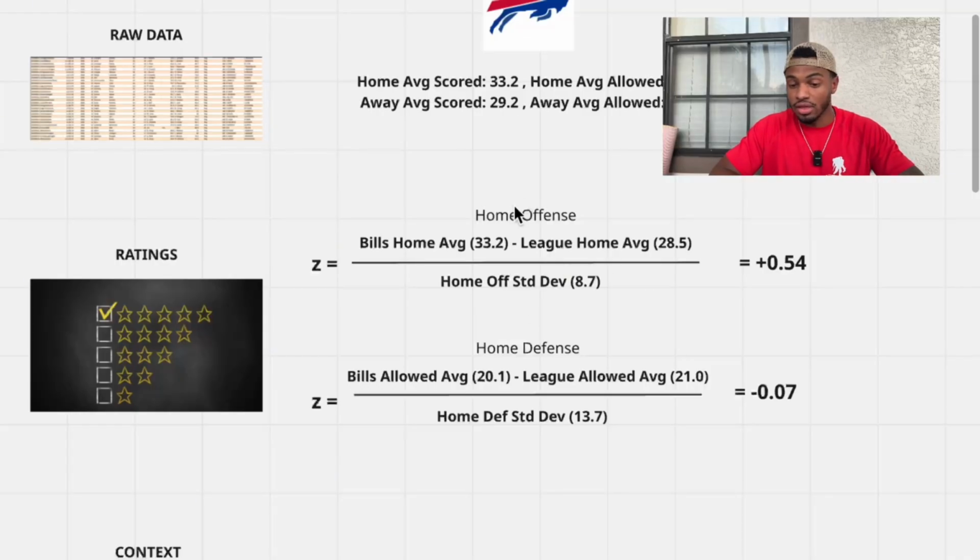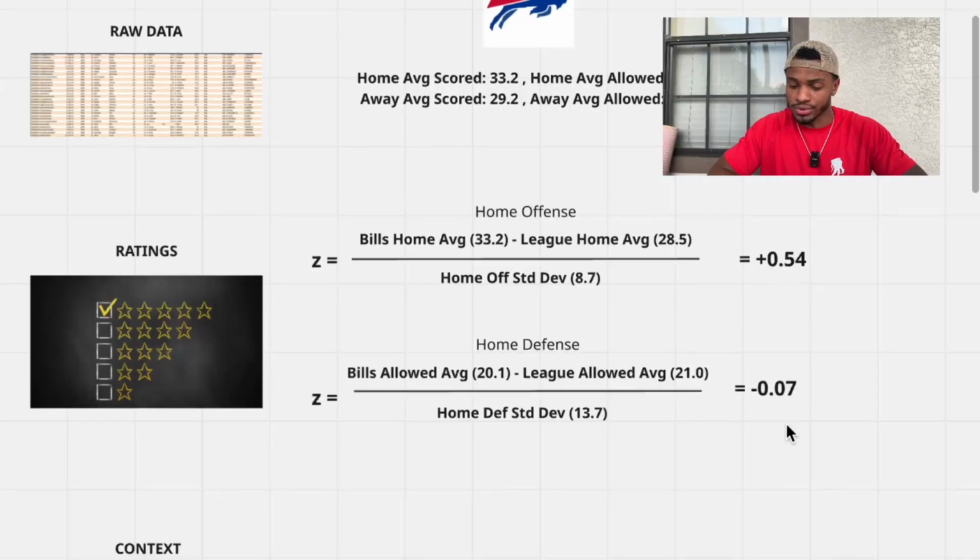In this case, their at-home offense has a score of plus 0.54, which means that they're about half a standard deviation above average, which is pretty good. They have a very solid offense, statistically speaking. We do the same thing for their defense, and in terms of defense, a negative number is better. It doesn't mean that they're worse, it means that they're slightly better on defense, but negative 0.07 isn't great. That's really right around average.